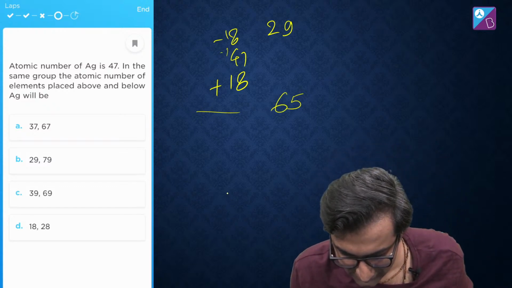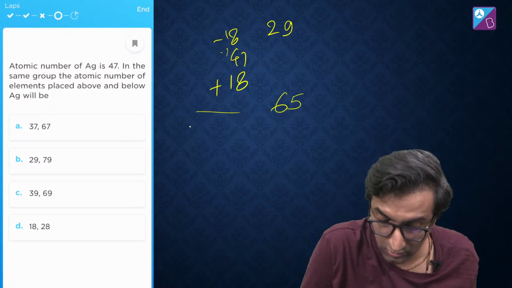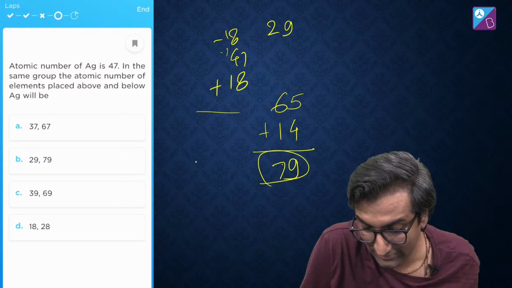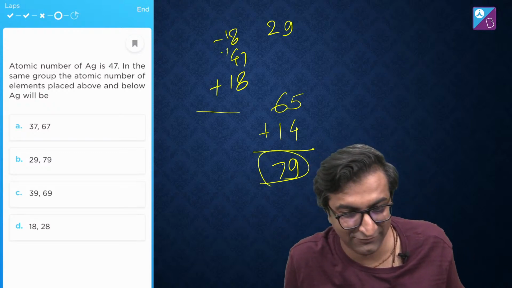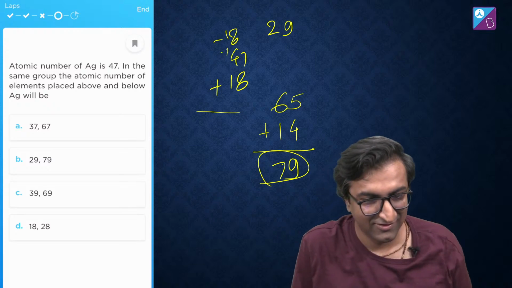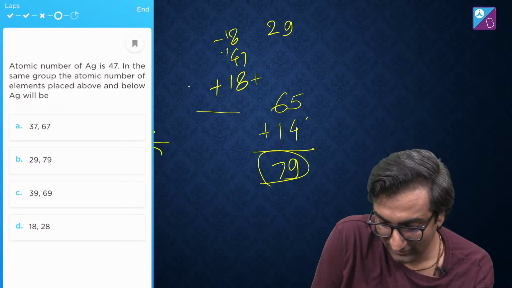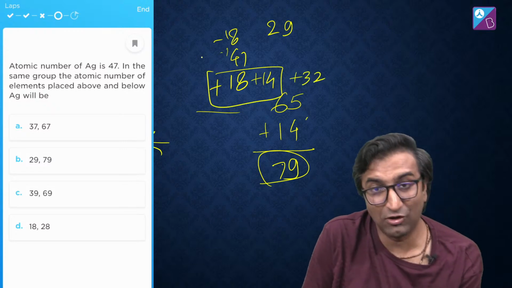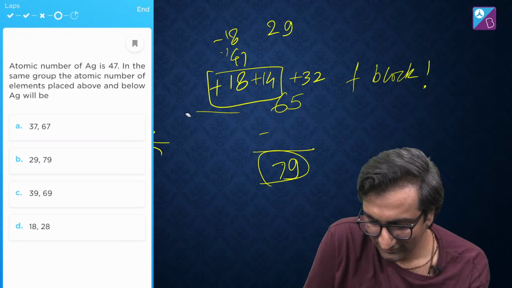Why is 65 not an option? Oh, do we also have to add 14? Yeah, see, I was thinking gotta do that. Thank God 65 is not an option. अगर 65 option होता, a lot of you would have marked 65, like me as well. है ना? You're basically subtracting 18 and adding 32, right? Because you have to account for F block elements as well.